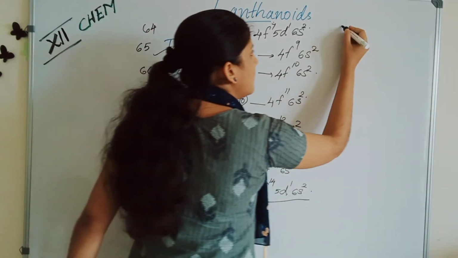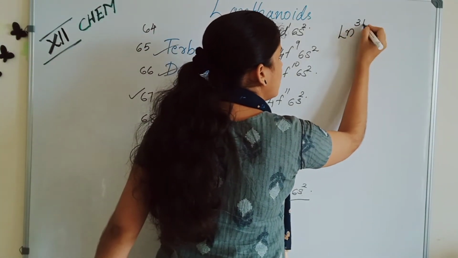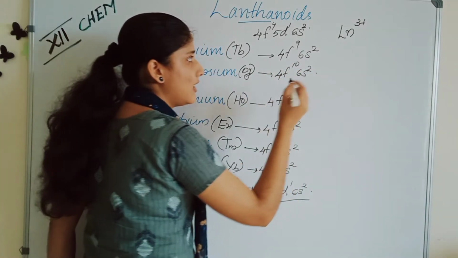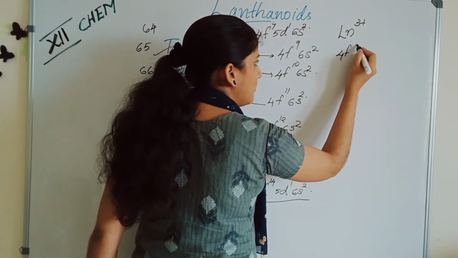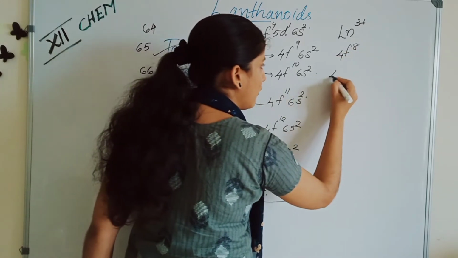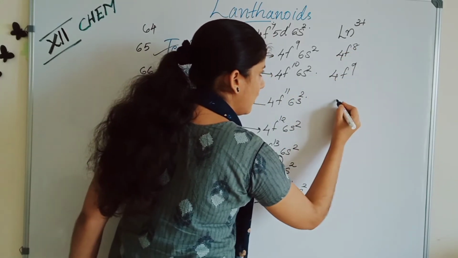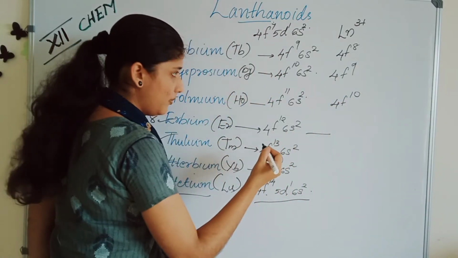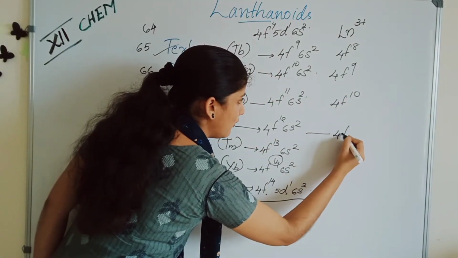Then if it is Ln in 3+ oxidation state, what will be the configuration? When we remove 3 electrons, that is 4f8. Here it will be 4f9, 4f10. For erbium it is 4f11.